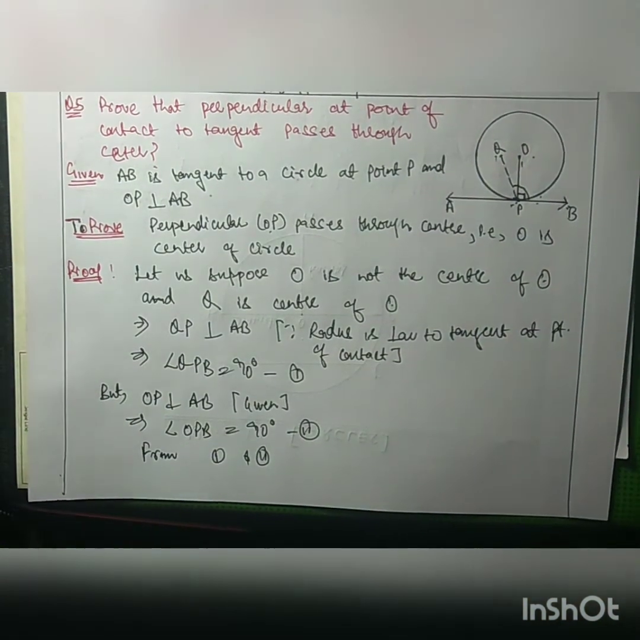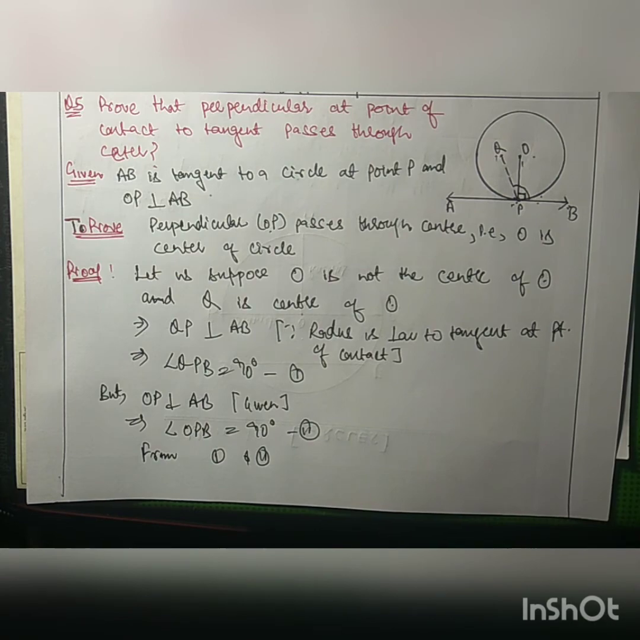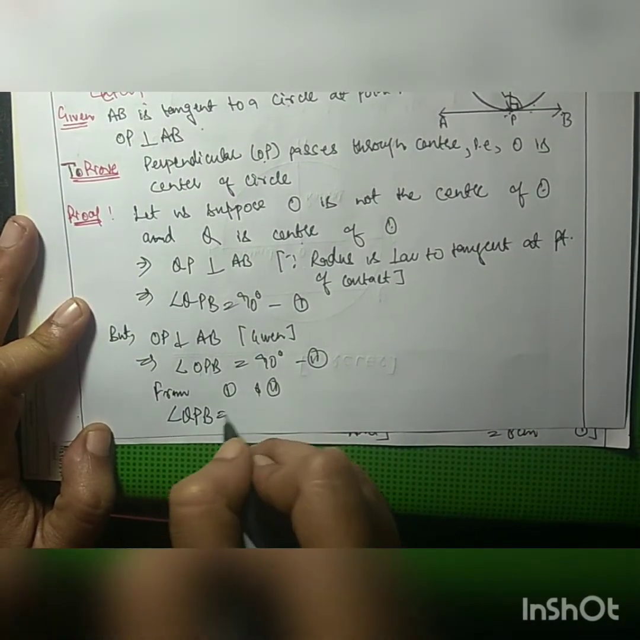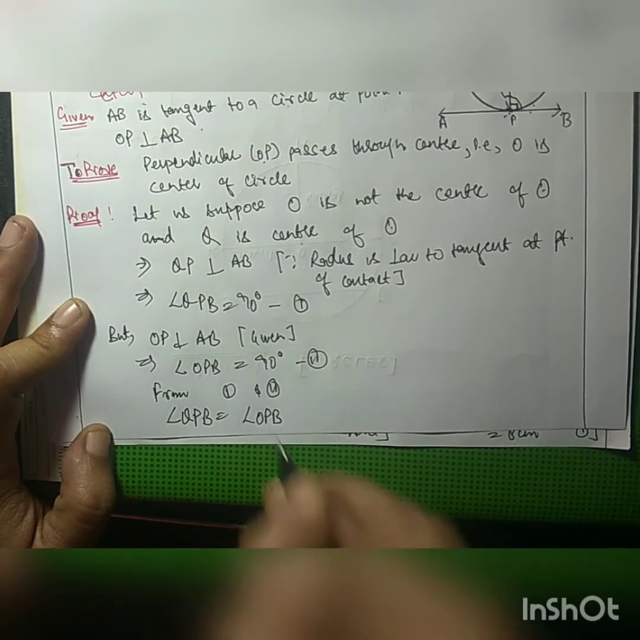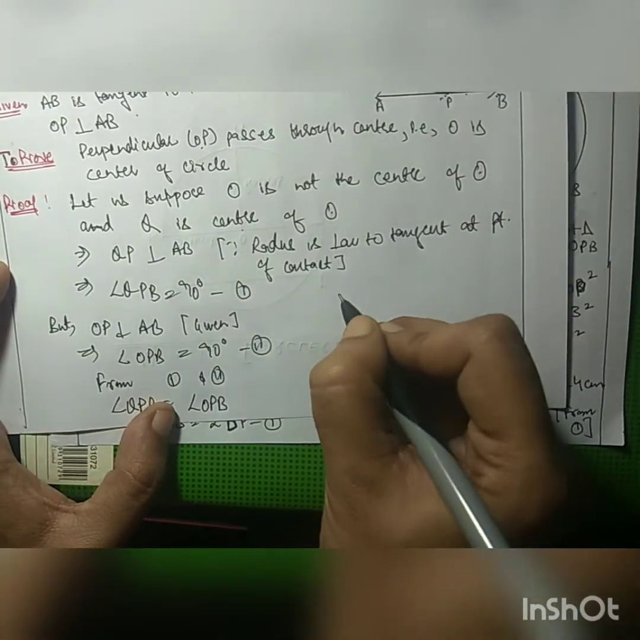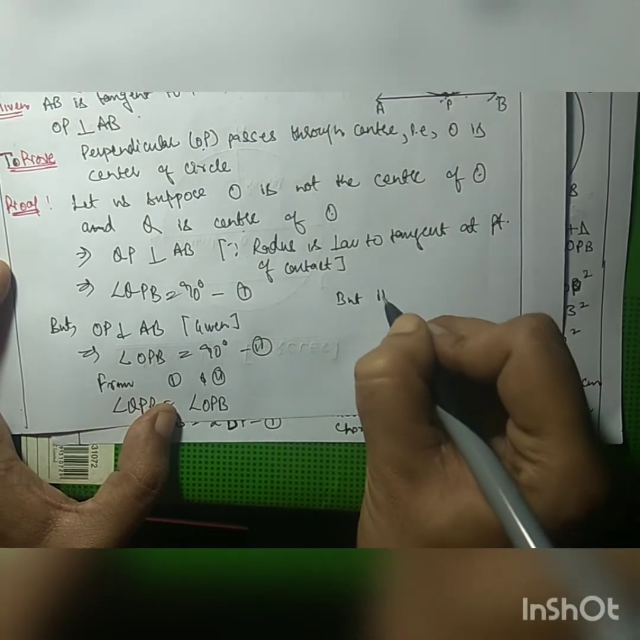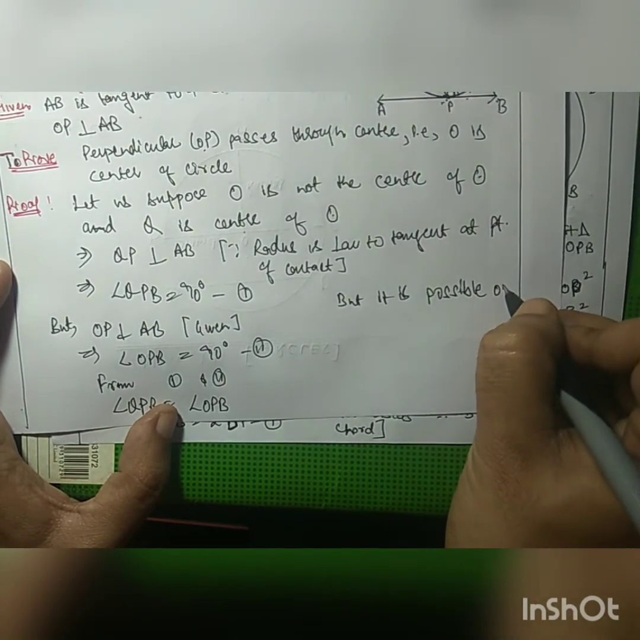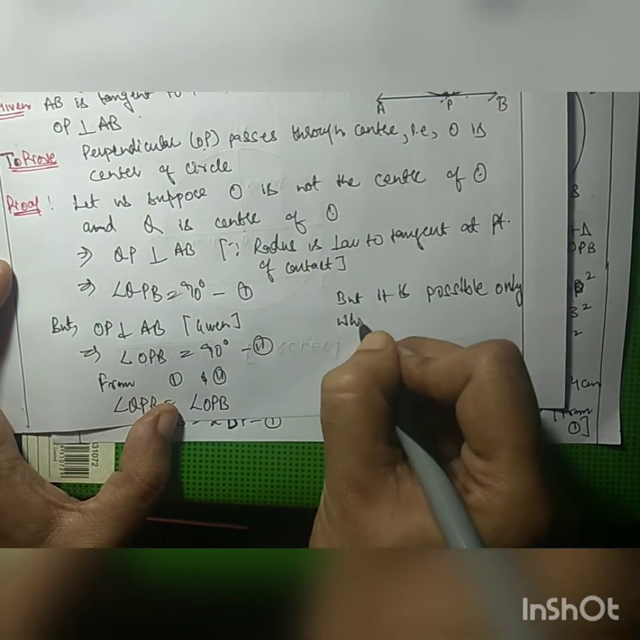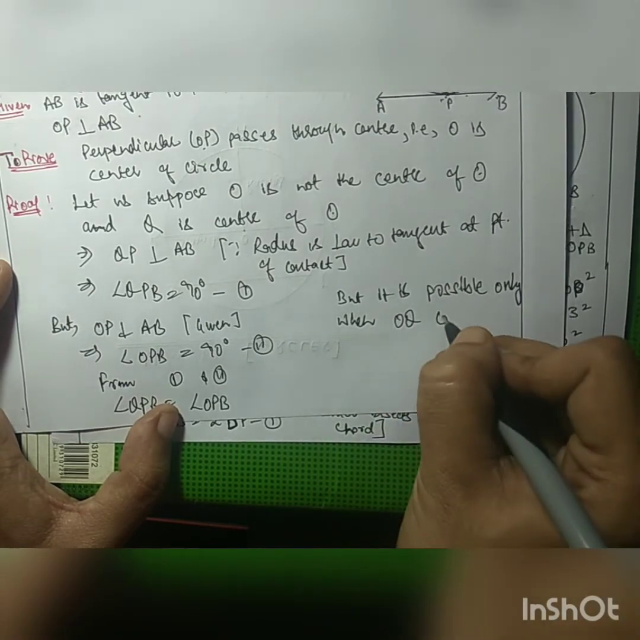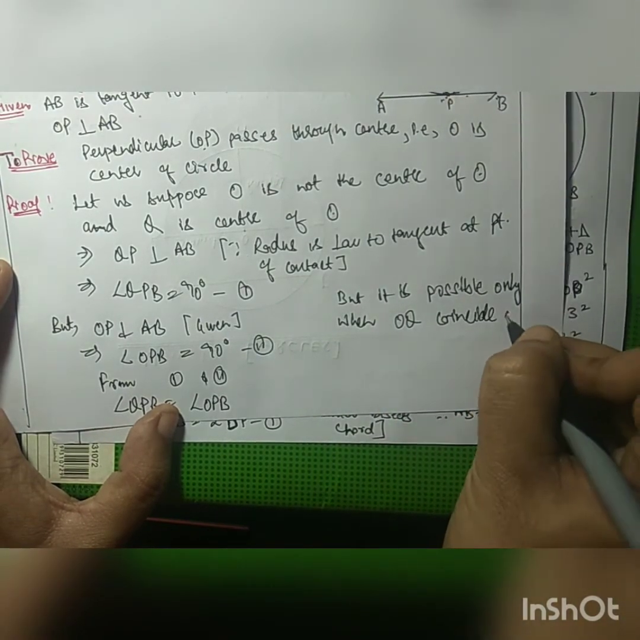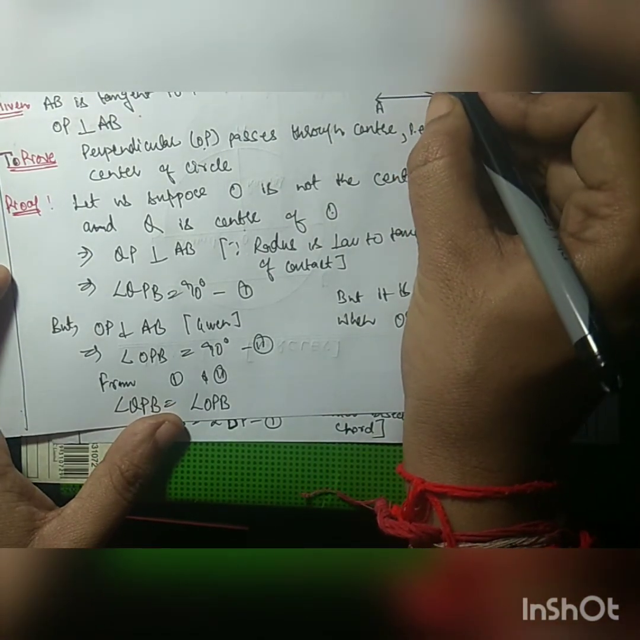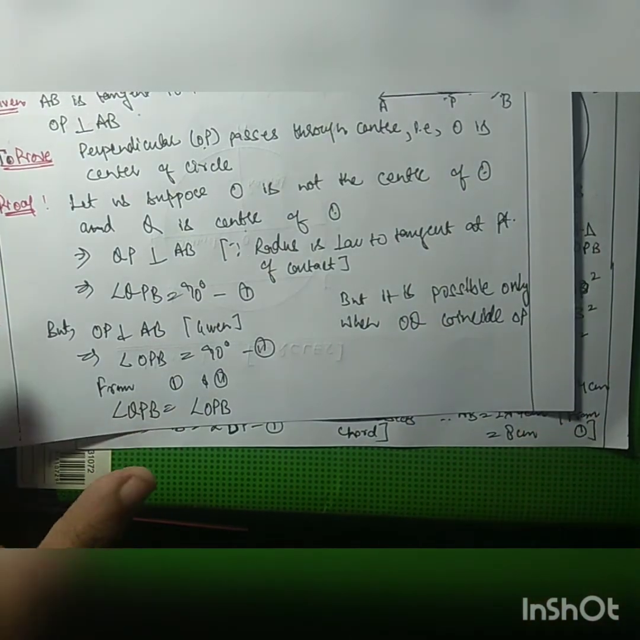Both are 90, but this is possible only, from first and second, angle QPB is equal to OPB, when OQ coincides with OP, because these two angles can be equal only when Q coincides with O, that is OQ and OP become the same line segment.